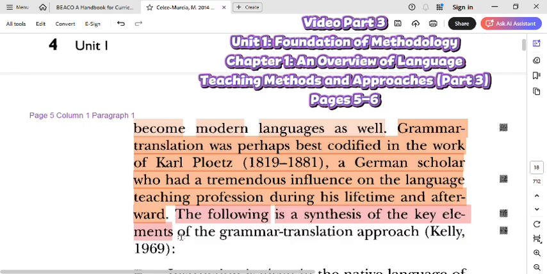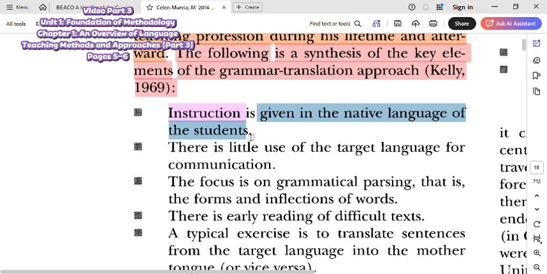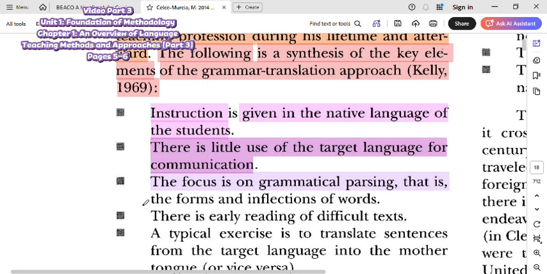Page 5, Column 1, Paragraph 1. The following is a synthesis of the key elements of the Grammar Translation Approach (Kelly, 1969). Bullet point 1. Instruction is given in the native language of the students. Bullet point 2. There is little use of the target language for communication. Bullet point 3. The focus is on grammatical parsing, that is, the forms and inflections of words. Bullet point 4. There is early reading of difficult text.